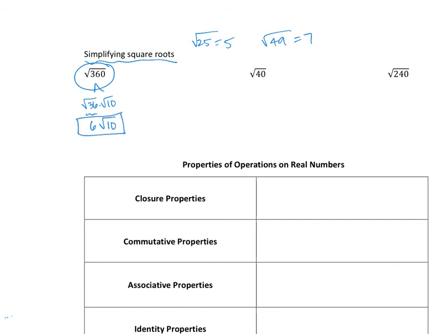We do the same thing with the square root of 40. Again, it can't come out as a whole, but I see a perfect square sitting in there, the square root of 4. And so that's going to be 2 square roots of 10.